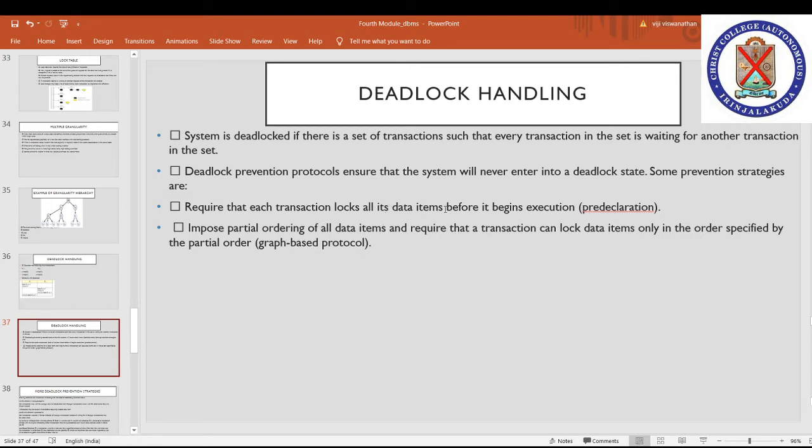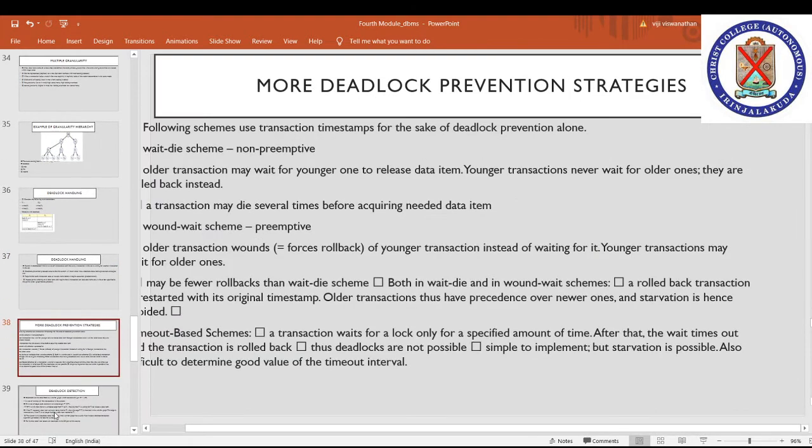For preventing deadlock, each transaction locks all its data items before it begins execution, and we impose a partial ordering of all data items, and require that a transaction can lock data items only in the order specified by the partial order. And we can implement more strategies for preventing deadlock.